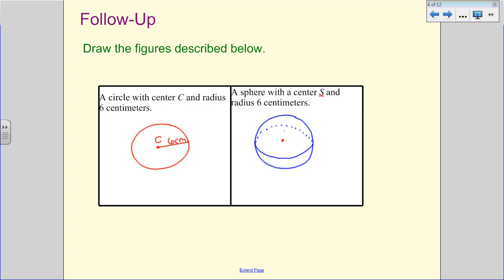This one is labeled S, and it has a radius of 6 centimeters. So it's going to start from the center and go to the side. We can go anywhere. We can go up to a side here and label it with 6 centimeters. We could go back to this edge here because that's representing a point on the outside of that sphere and label it 6 centimeters. But we're going to draw a circle kind of going up and down like a clock, and then a circle going backwards to define the depth of that sphere.